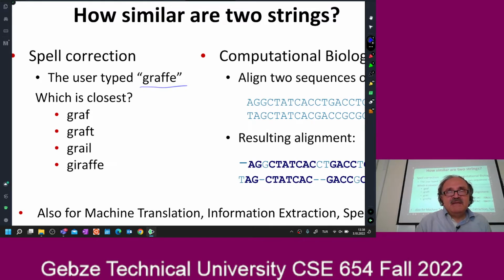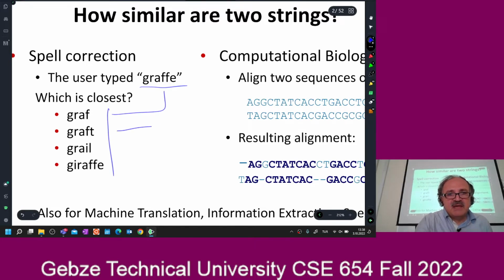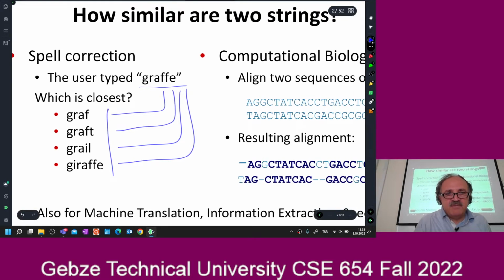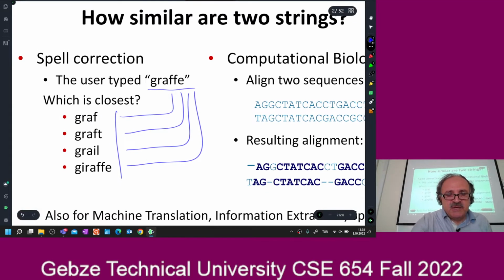So the common solution to this problem is, if somebody made a mistake, probably it is one or two keystrokes. So let's try to find the distance between these valid words and this one in terms of the number of keystrokes necessary to change this one to this one. To change this one to this one, we need to add two letters, right? So if I add F and E, just two keystrokes, right?